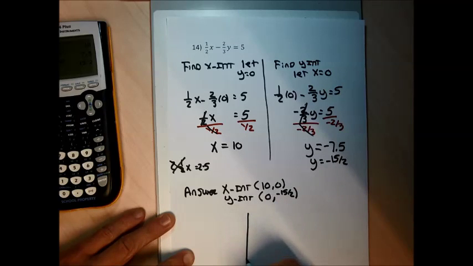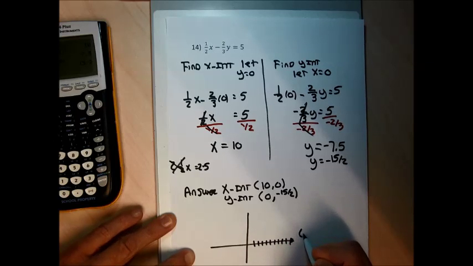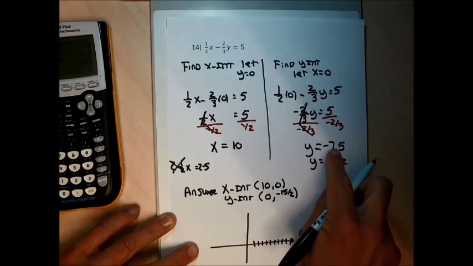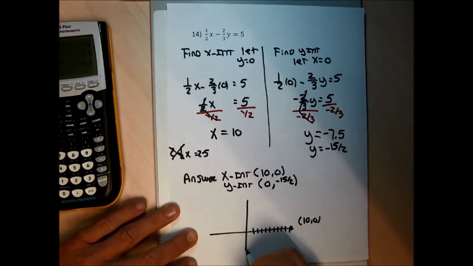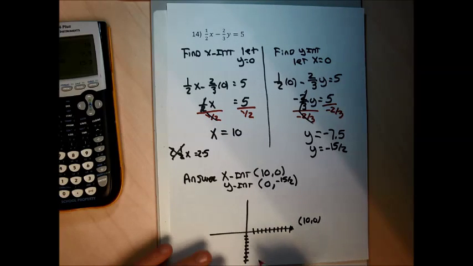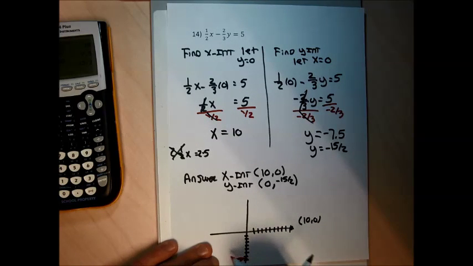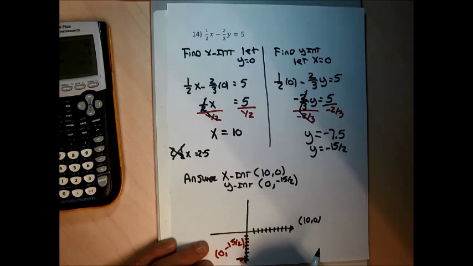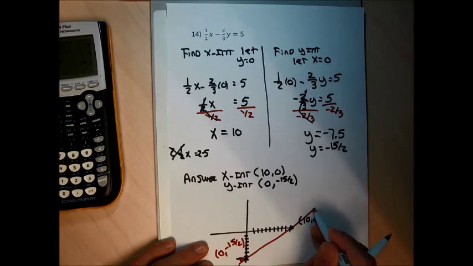And when I go to graph this, the x-intercept's easy enough to plot. I'll go 1, 2, 3, 4, 5, 6, 7, 8, 9, 10. Plot 10 on the x-axis. And for the y-intercept, I'm plotting negative 7.5 on the y-axis. I'm going to call it negative 15/2. So negative 1, 2, 3, 4, 5, 6, 7, 8. And my negative 7.5 is right there. I'm going to call that point the point 0, negative 15/2. Prefer decimals, fractions to decimals, and now I'm just going to connect those 2 points with a line.